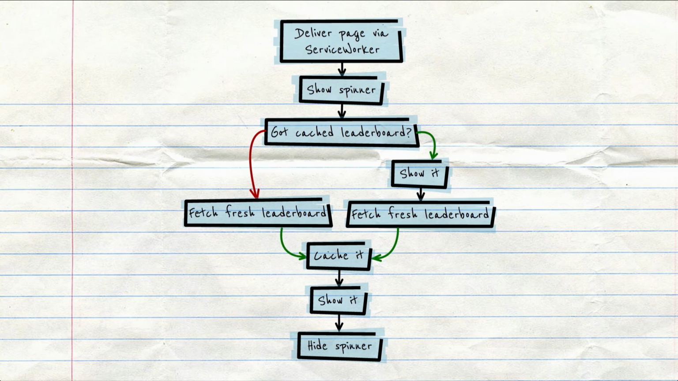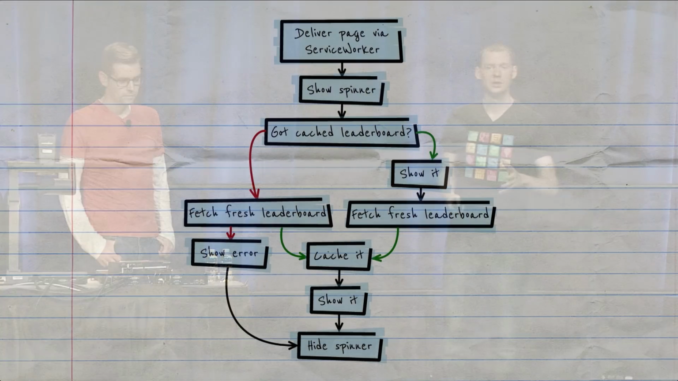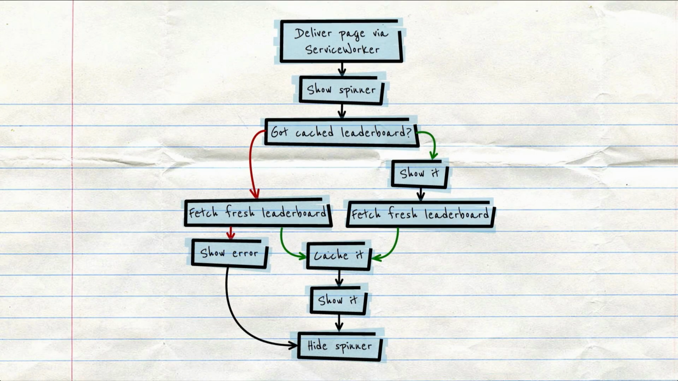Now, if we fail to get something from the cache, and the network failed to return, that's a problem. We're showing nothing. In that case, we need to show some kind of an error. But if the cache got something, but the network failed, we'll just fail silently at that point. This is a pretty good offline experience.